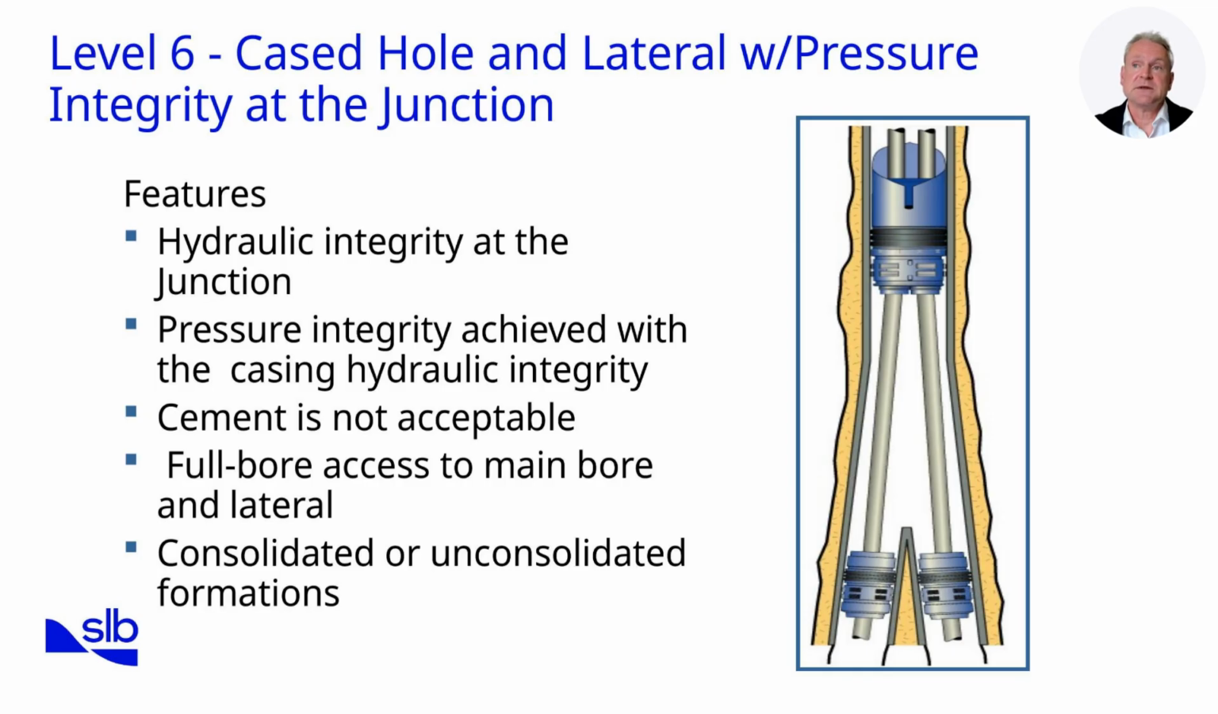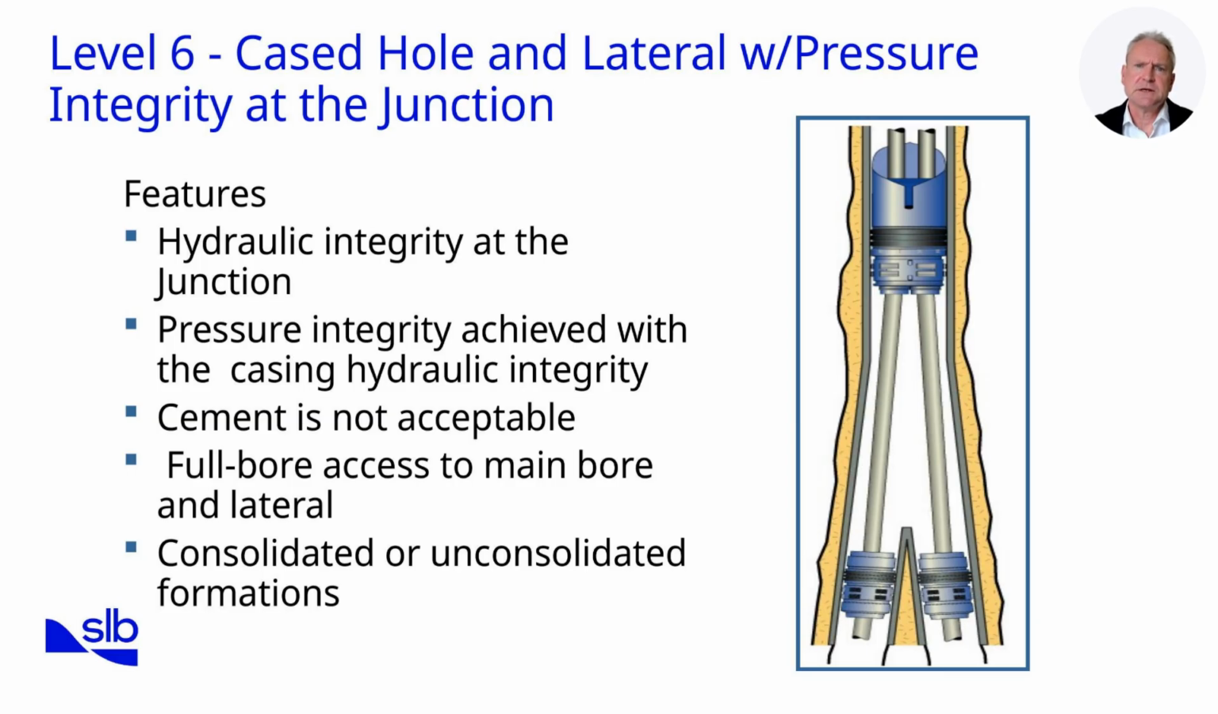Level 6 represents the highest standard of multilateral design. Here, both the main bore and the lateral are cased, and full pressure integrity at the junction is achieved using casing and engineered equipment. As with Level 5, cement is not acceptable because it cannot guarantee long-term hydraulic sealing. Instead, casing and specialized junction systems create a fully isolated connection.